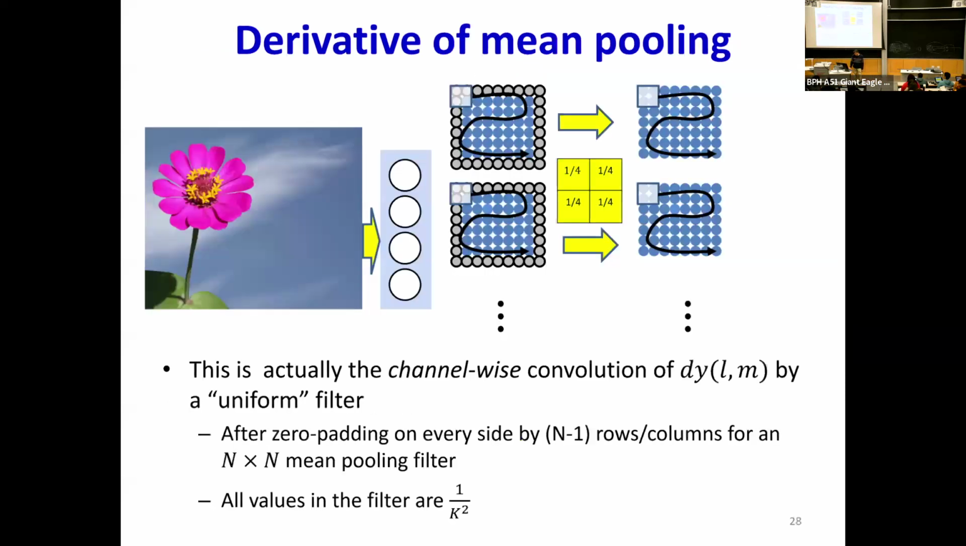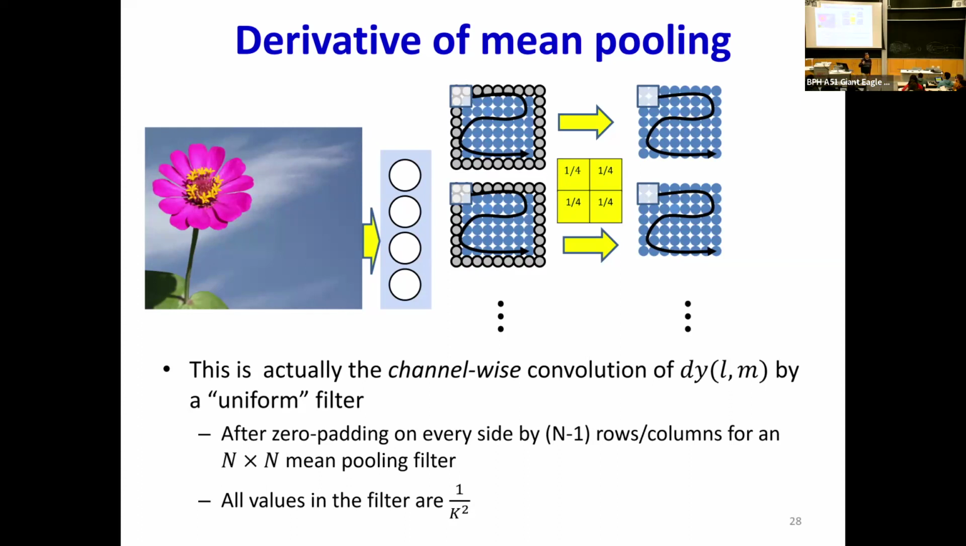And in fact, if you look at it carefully, the derivative for mean pooling is actually also just a convolution. So, for instance, if my mean pooling uses a 2x2 window, then I'm going to pad 1 column and 1 row of zeros on either side of the derivative map for the output, and then just convolve it channel-wise with a uniform filter, right? It's like just an averaging operation.